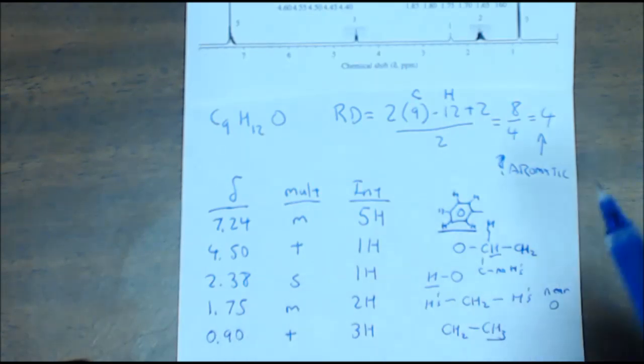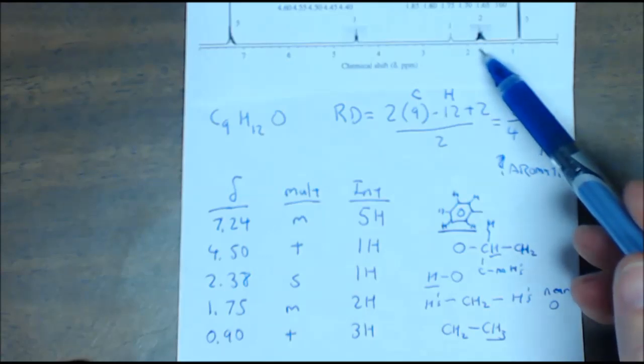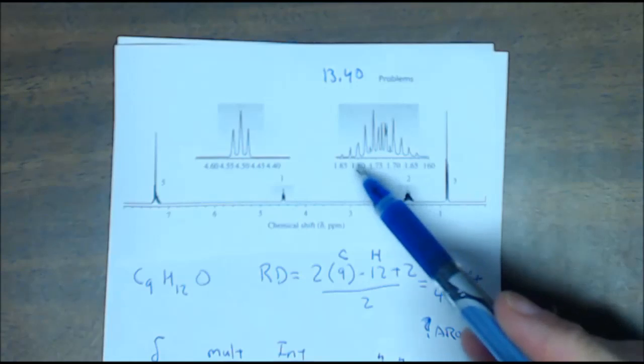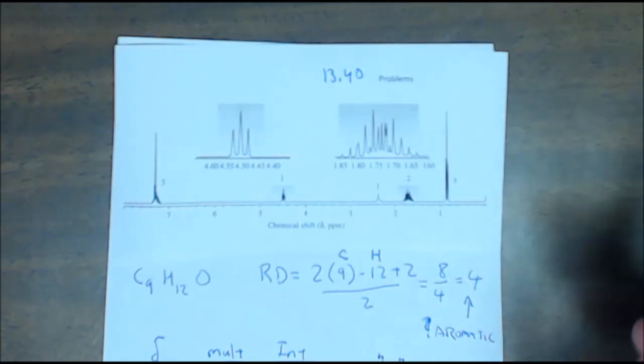1.75 now. At 1.75, I've got this weird multiplet, and they've actually blown it up for you. So you can see this weird multiplet that's here. My God, I don't think I'd ever be able to figure that out. Okay, it's a non-first order system. You look at that and you say, my goodness, that looks like a mess. Okay, and that's often the case.